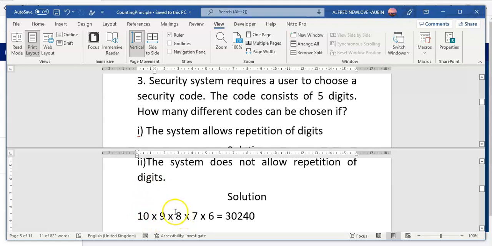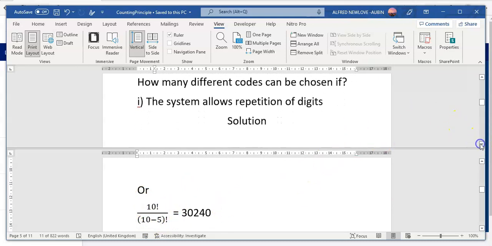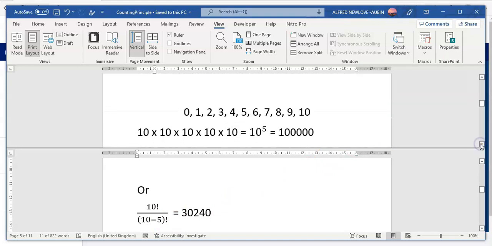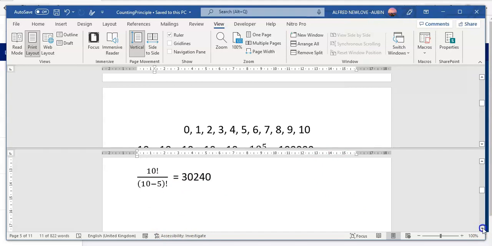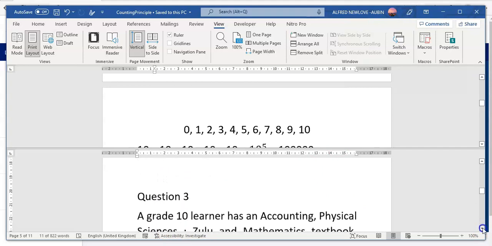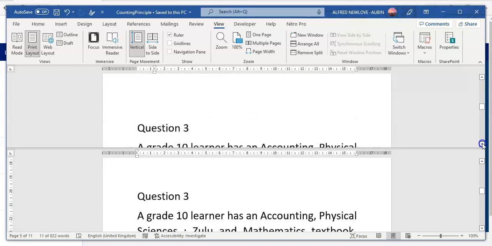The third space is going to be what? 8. Why? Because 2 digits have been used in these 2 spaces, and it goes like that. Or we can use this formula. If we use this formula, what are we going to have? We are going to have this. That is good. The next thing that we are going to do is question 3.